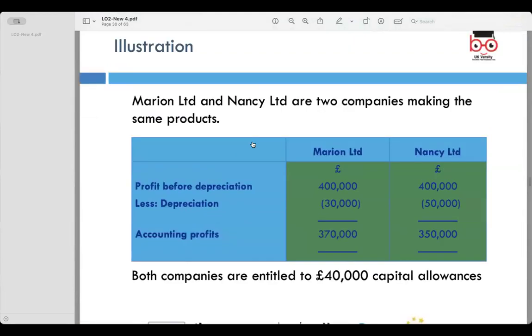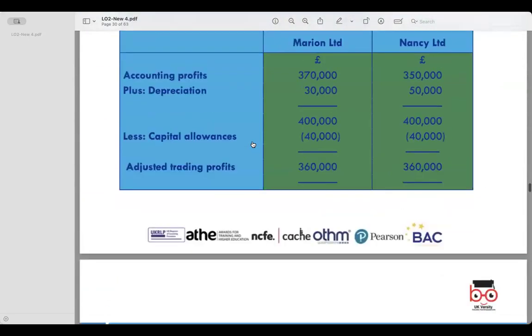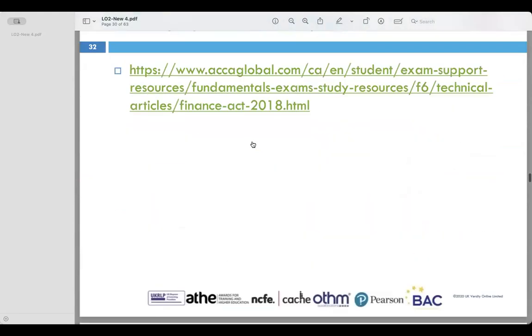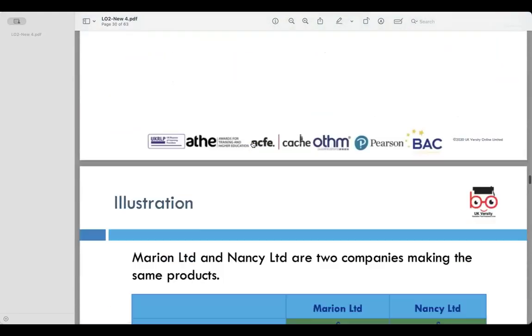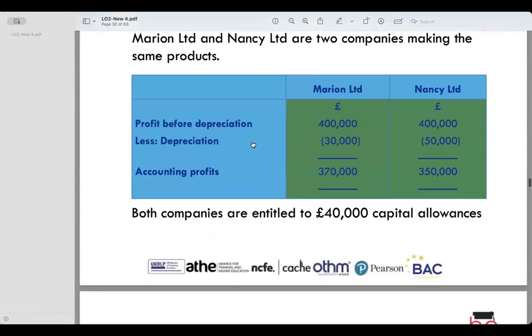So here is a question on Marion, and which page is this one? Yeah, Marion and Nancy are both companies making the same products. So basically, record earnings before depreciation in the financial years.